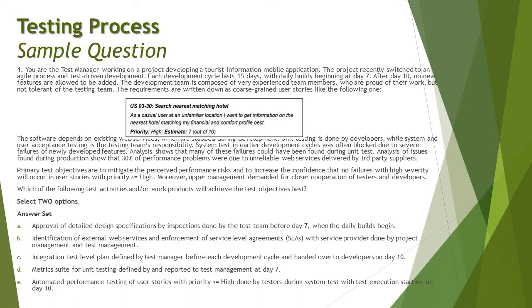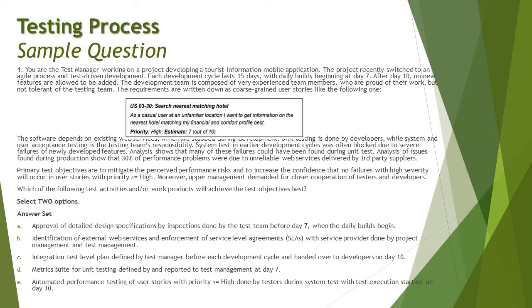And the development team is composed of very experienced team members who are proud of their work but not tolerant of testing teams. So the very first important thing in the paragraph, you start making a note of it, or probably start pinning it down: number 1, that you are following agile, and number 2, that after day 10 no new features are allowed to be added. So the other 5 days are only for testing, but at the same time, the team is not tolerant of the testing members.